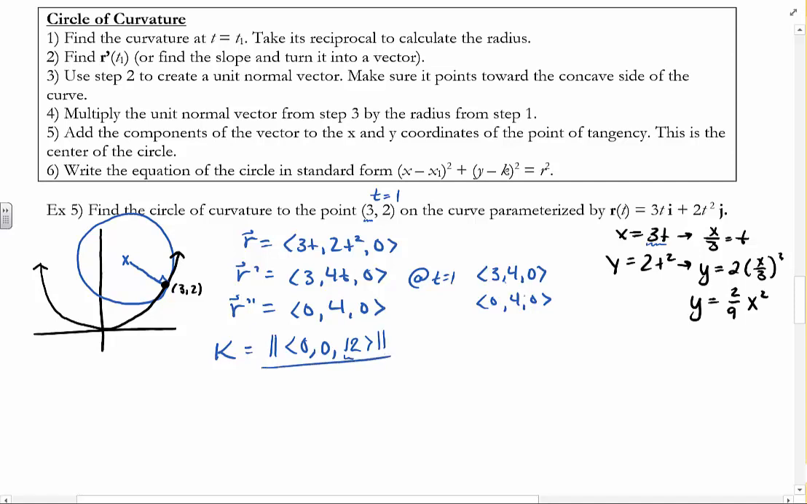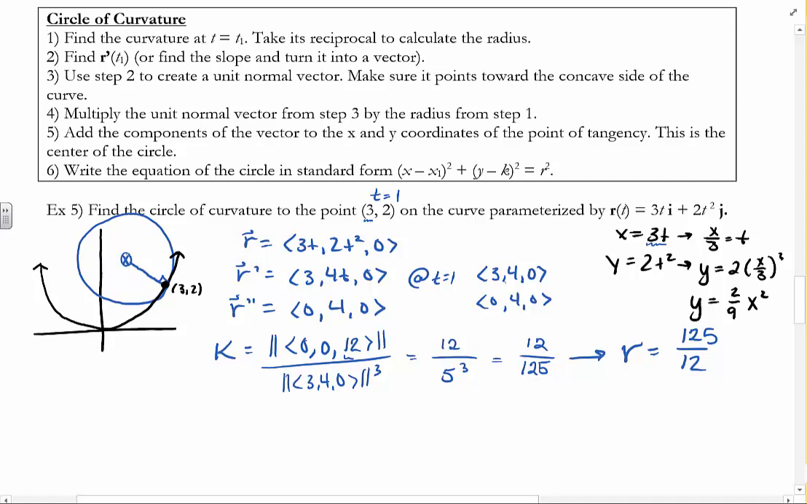So k is the magnitude of the cross product divided by the magnitude of r prime cubed. And the magnitude of 12 is 12, and the magnitude of the vector (3, 4) is going to be 5, and that's cubed. So I have 12 over 125. That is my k, which tells me that my R is 125 over 12. All right, well, I got half the battle. I've got the radius. Now I need to find the center.